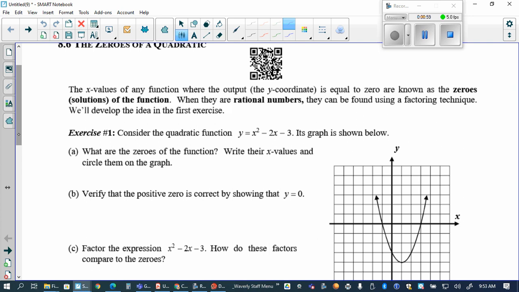But the value of the function is all the y values, the outputs, right? All the output y values. Where do you find the y values equaling 0? Where the graph crosses what? The x-axis. Okay, so the zeros of a function are where the graph will cross the x-axis.